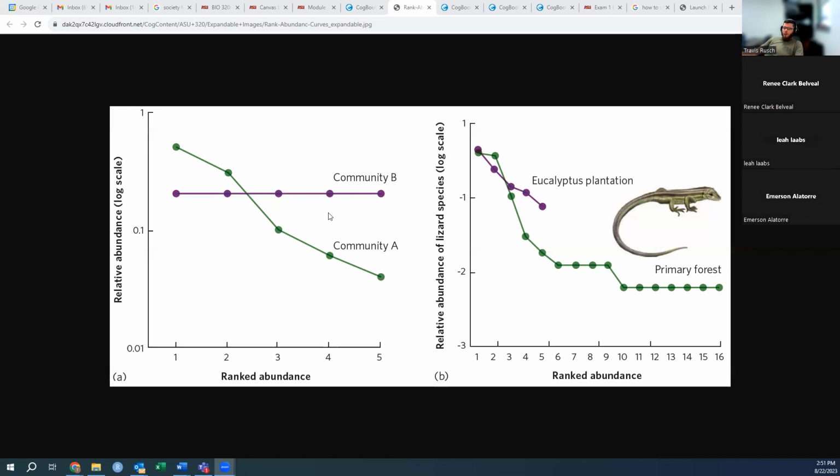Does that make sense? Are there any other questions about this figure? Yeah, that was a good question, because sometimes it can be a little difficult getting multiple pieces of information off of these curves.